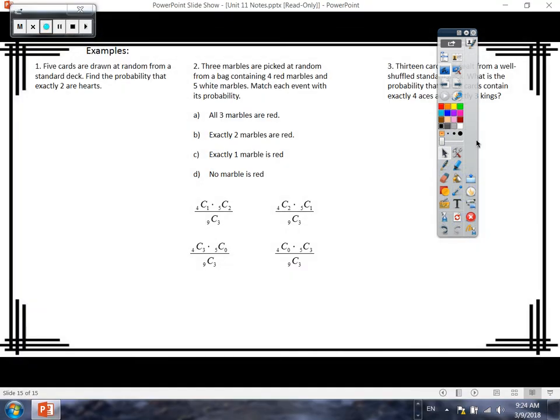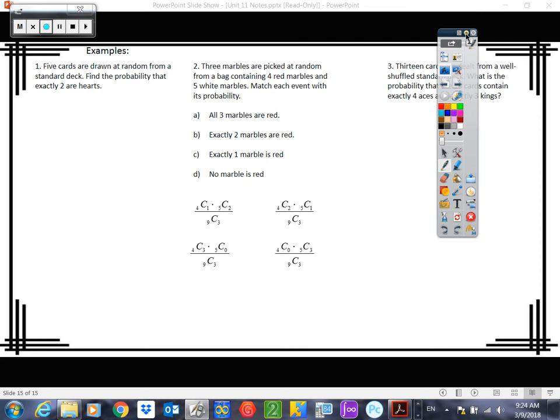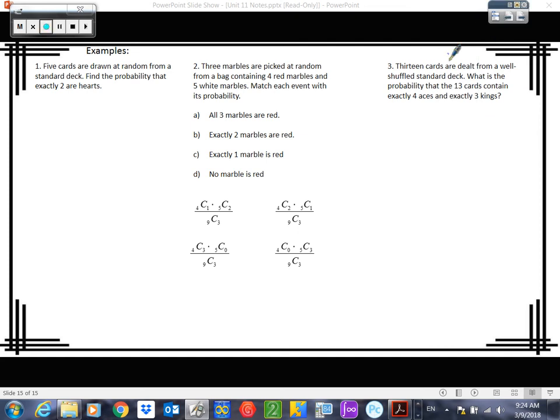All right. Okay, so let's look at number 2. On number 2, we have a scenario where 3 marbles are picked at random from a bag containing 4 red and 5 white. And they're asking us to match each event with its probability.